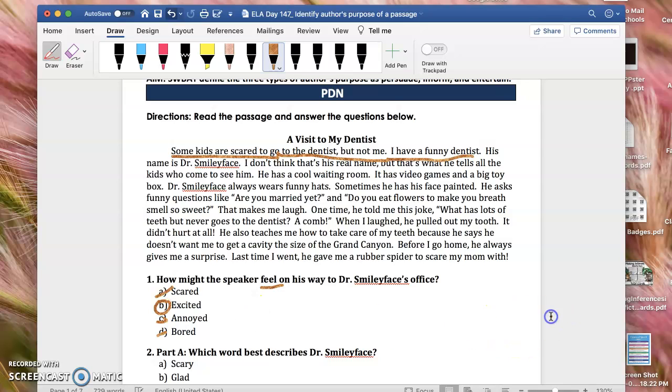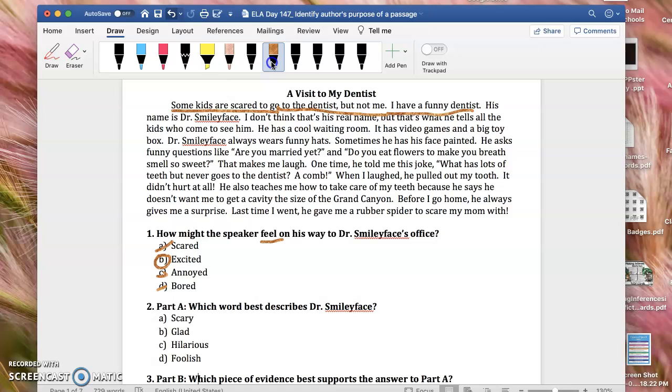Okay. So now let's continue with part A. Which word best describes Dr. Smiley? So again, we have to describe Dr. Smiley. This is a character trait. So again, we have to use our STILL method: speaking, thinking, acting, what is he doing, how is he looking, right? So when I go in the text, first of all, it describes Dr. Smiley as funny, right? And then again, his name is Dr. Smiley, right? It says, I don't think that's his real name, but that's what he tells all the kids who come to see him, right?